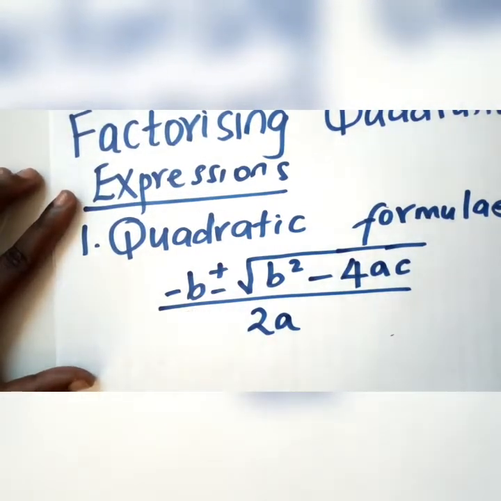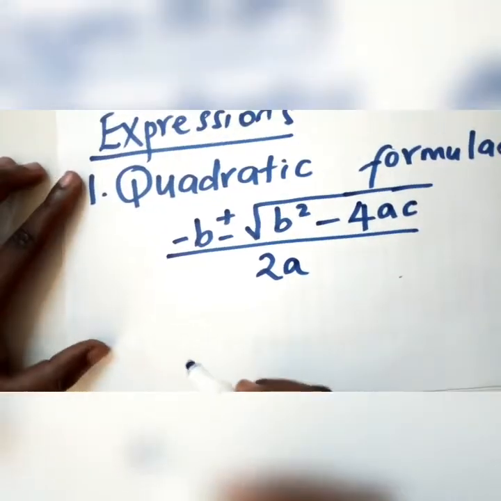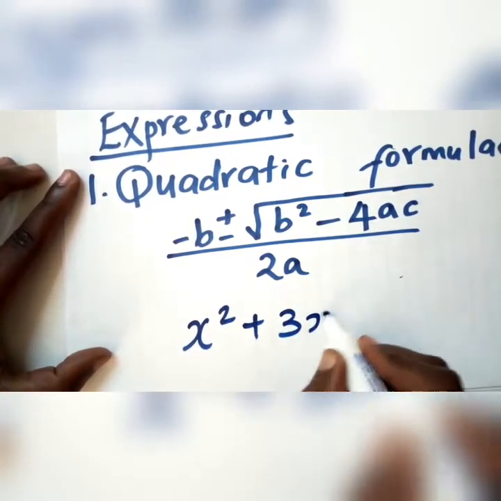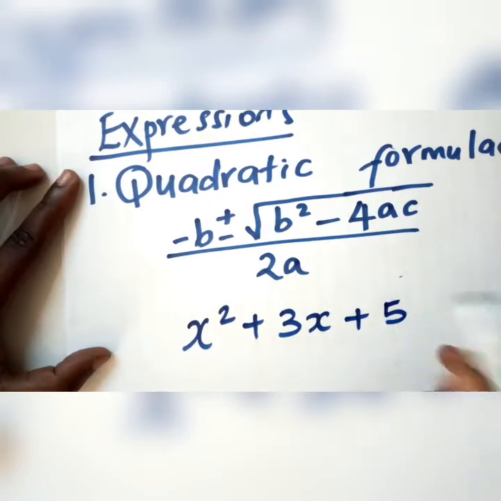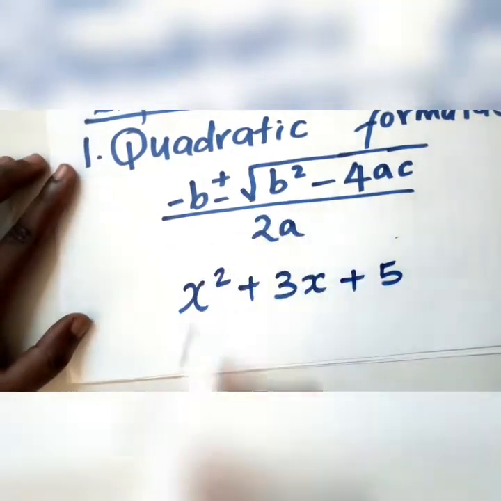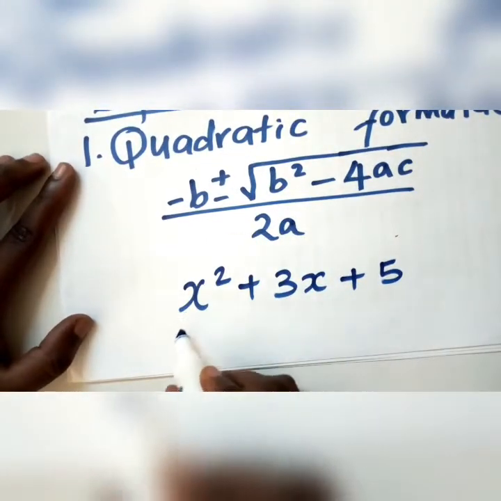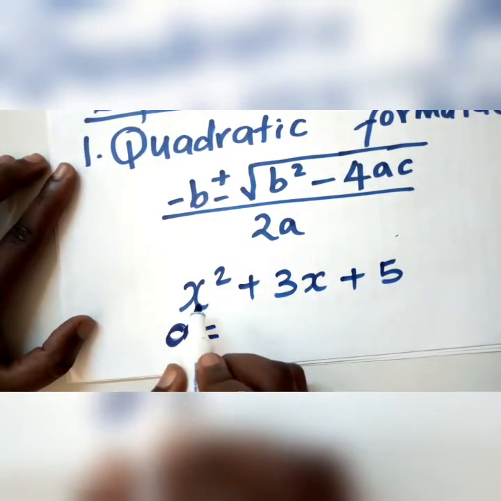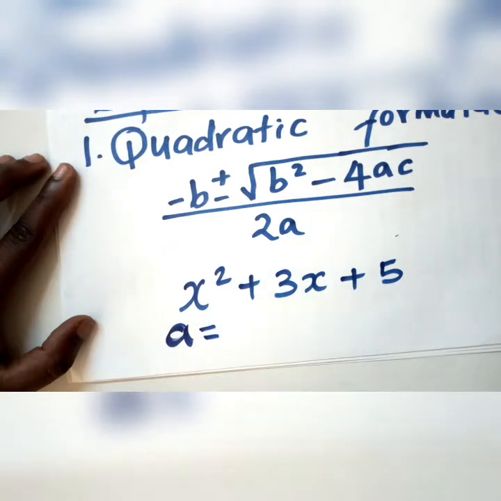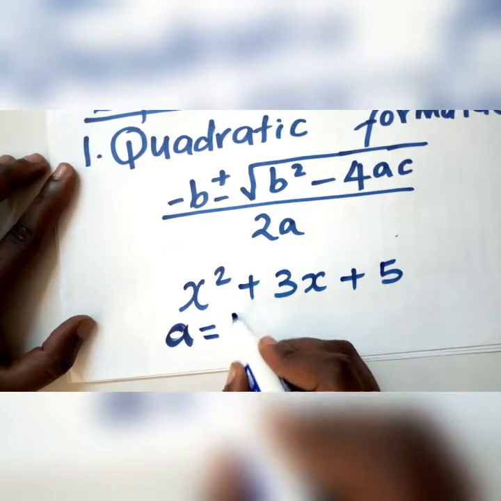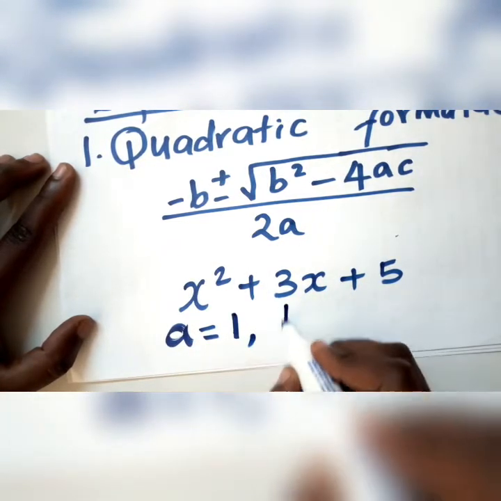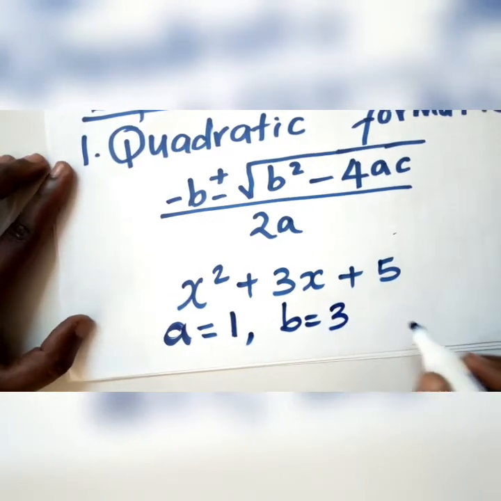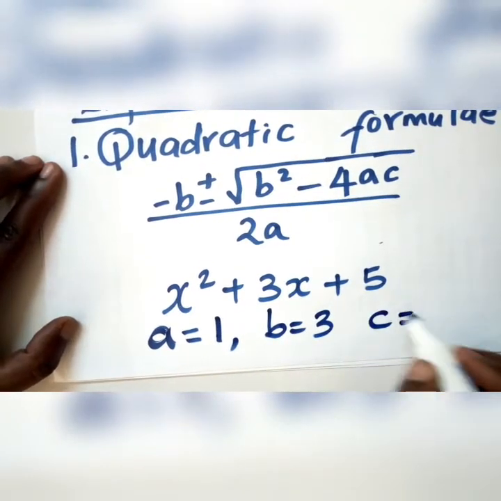What does b stand for? Let's say, for example, you have x squared plus 3x plus 5. Let's see what these letters are. a is the coefficient of the x squared, and our coefficient here is 1. Then b is the coefficient of x, so that is 3, and c is the number.